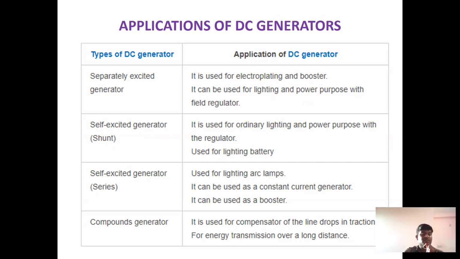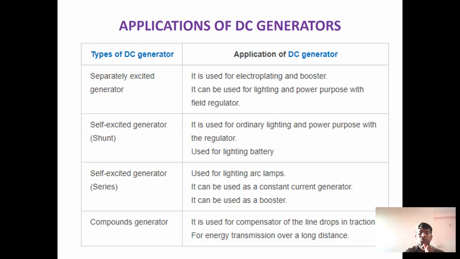Next are DC series generators. With these, a high amount of efficiency and a high amount of current is required. So this is used for lighting arc lamps. Series generators are used for lighting arc lamps, and for constant current generators like boosters. Simply it is used for boosters where we need a maximum amount of power supply. There we can use the series type of DC generators.